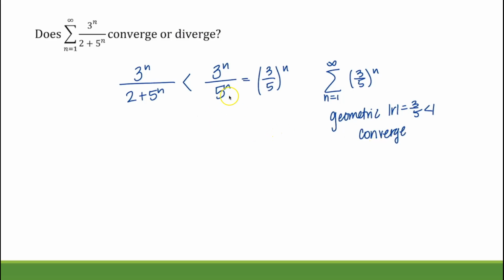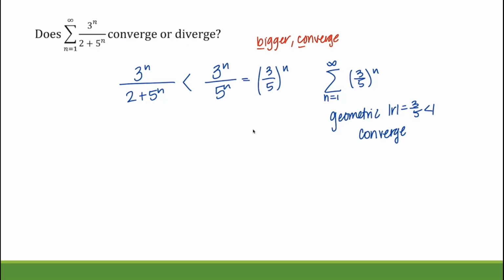Now, does that help us? This was a bigger series that was converging. So here we have bigger and converging, right? BC, bigger and converging. So this does help us.